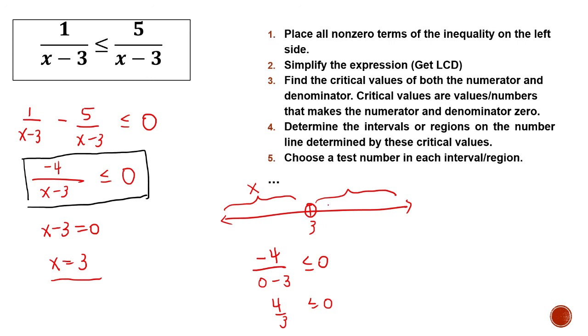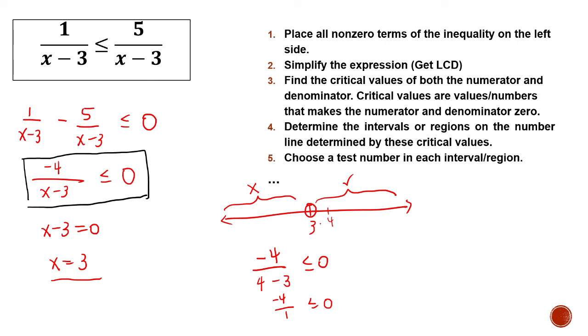Now, let's try to get a number from this region. Let's try 4. We substitute 4 and see if it will yield a true mathematical statement. So negative 4, and we have 4 minus 3 is 1, and negative 4 over 1 is negative 4, and negative 4 is indeed less than or equal to 0, meaning all numbers in this region are part of the solution set.